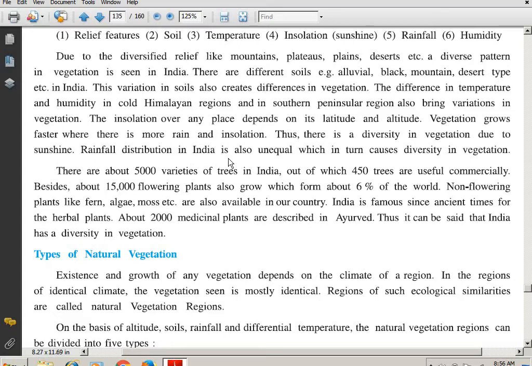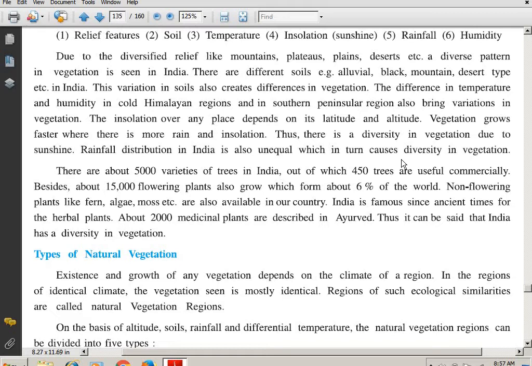Rainfall distribution in India is also unequal, which in turn causes diversity in vegetation. So students, you know we have studied in chapter 16, that is climate. The rainfall distribution in India is not equal. The amount of rain you get in Maharashtra, Goa, Karnataka, you do not get in Gujarat, Rajasthan. Or the amount of rain that you get in Kerala, you do not get that much rain in the Northeast. So in India, we have unequal distribution of rain, and therefore there is a diversity in vegetation.